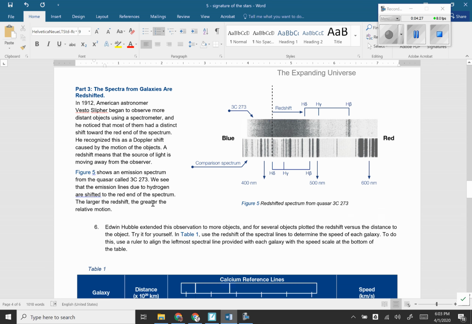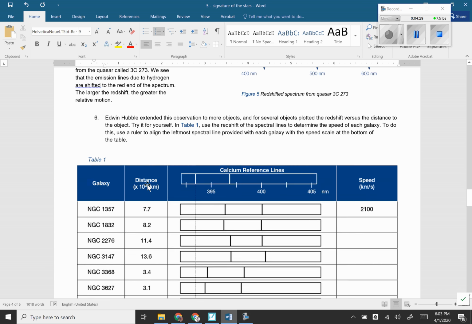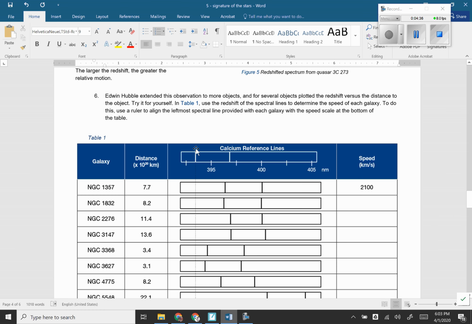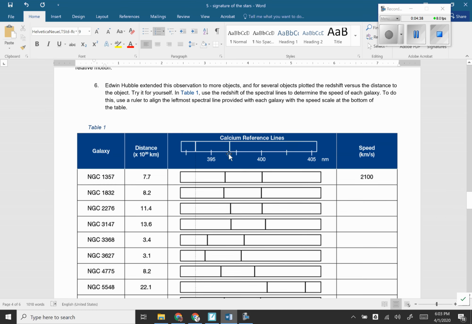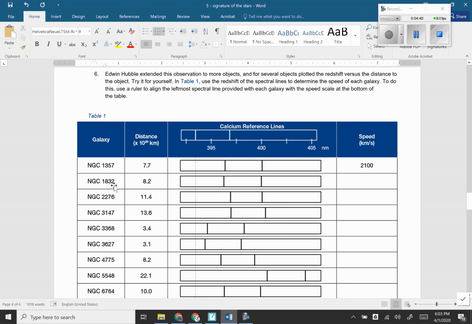So what it's done is that it's using two reference lines for calcium because they're quite clear. And they should be right here and right here. And then it's giving data from different stars. NGC is a way of cataloging stars and referring to them in a standard system. It gives the distance to each one of those stars, and then it shows where those lines are shifted to because of that star's motion.